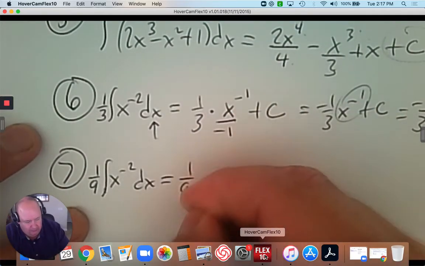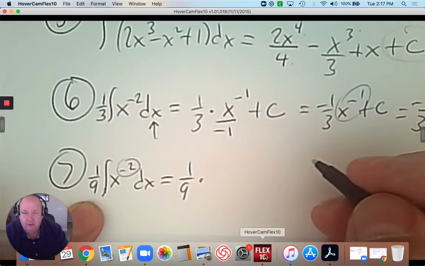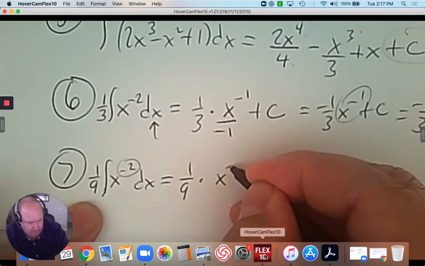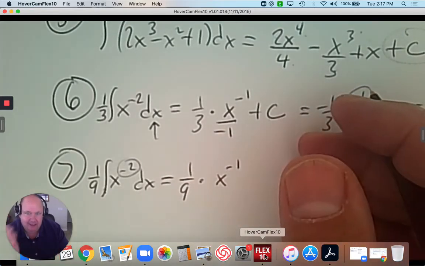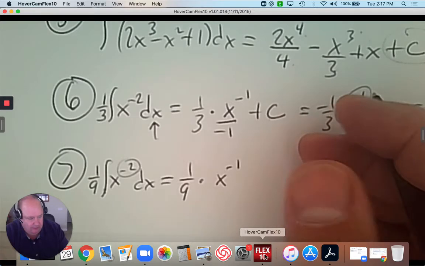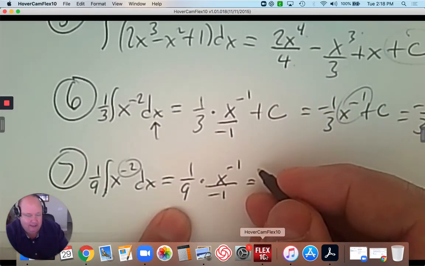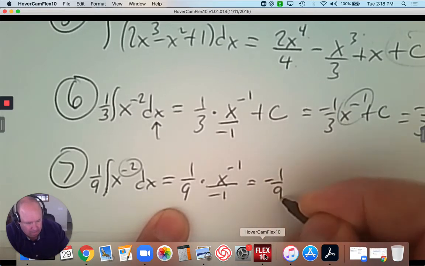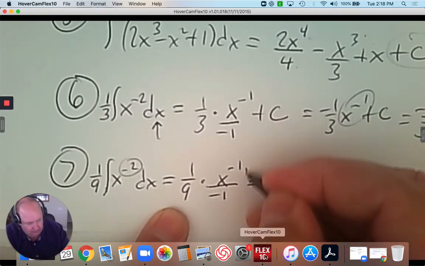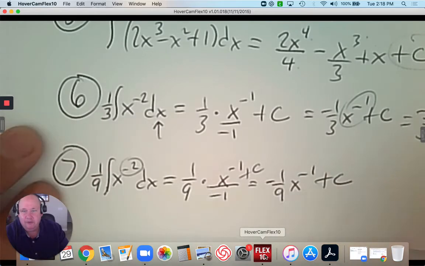So we have 1/9. And then add 1 to the exponent. Be careful when you have a negative number, right? Negative 2 plus 1 is negative 1. And then divide by negative. Just know when you divide by negative, that fraction becomes negative 1/9. And don't forget that constant at the end.